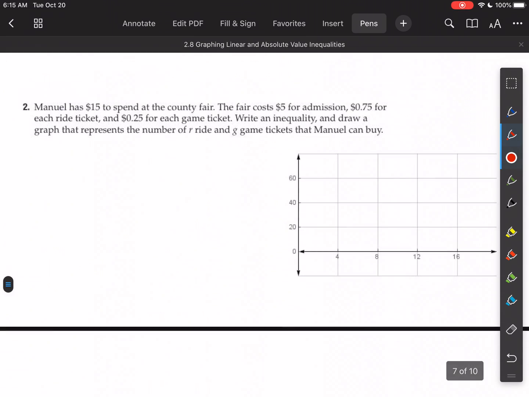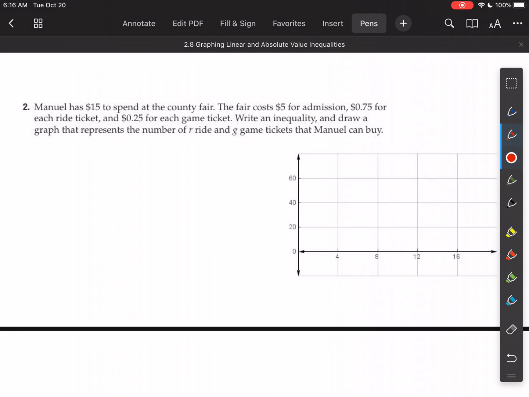I encourage you to do that, especially on your test, but I'm going to keep cruising here for the sake of time. So Manuel, in example 2, has $15 to spend at the county fair. The fair costs $5 for admission, 75 cents for each ride, and 25 cents for each game. Write an inequality and draw a graph that represents the number of rides and games that Manuel can buy.